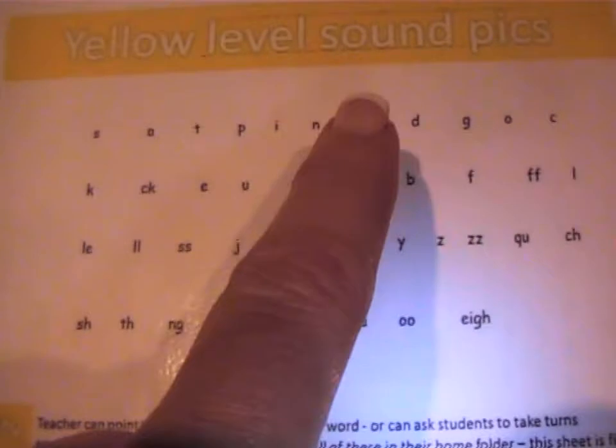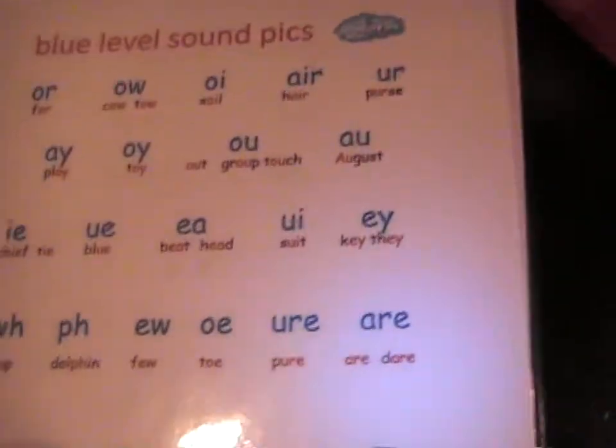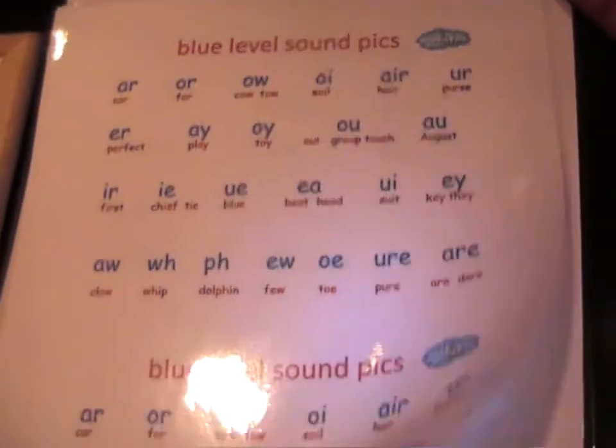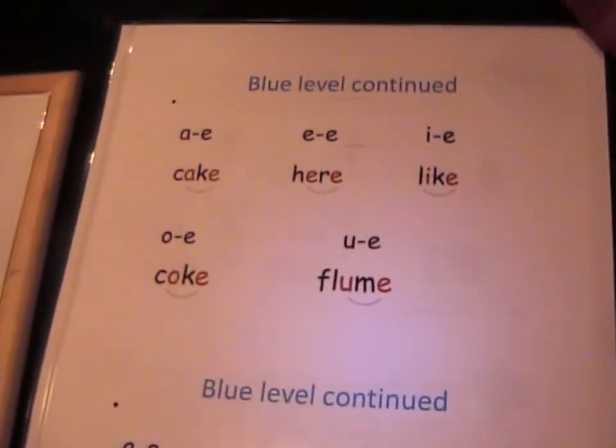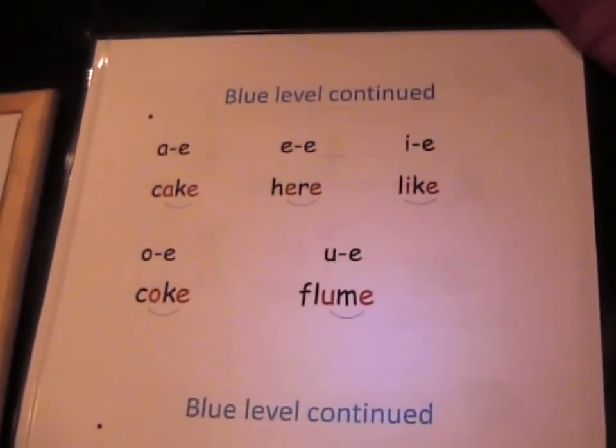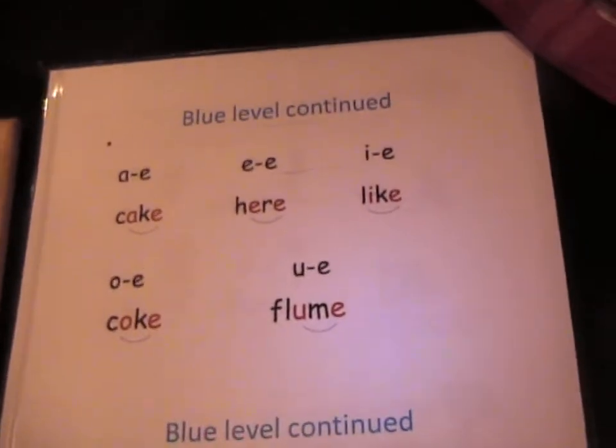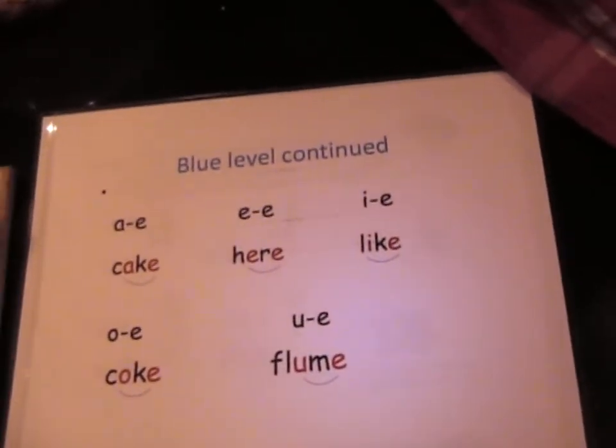So when they've got to the yellow level, these are the ones that they have met and are meeting in the yellow level. So again, do the same. Point to the sound picks and ask them what word it is. Say a word, can they point to them? But when we've got all the way through to blue, that means they've learnt at least 70 of the most commonly used variations for representing our speech sounds.